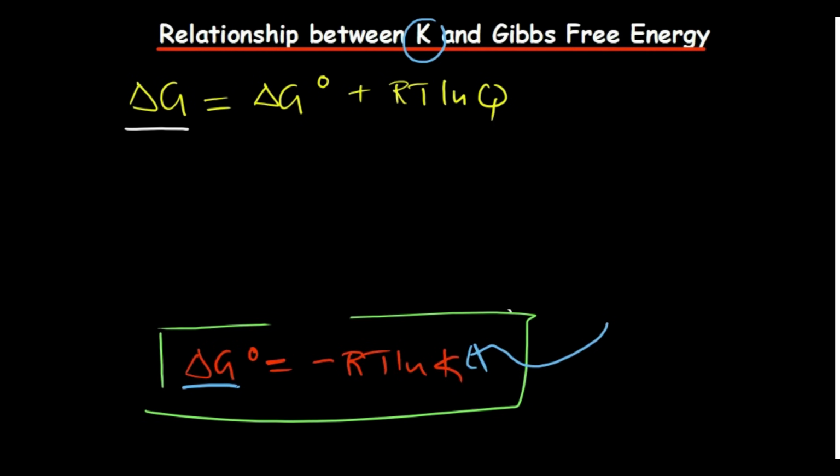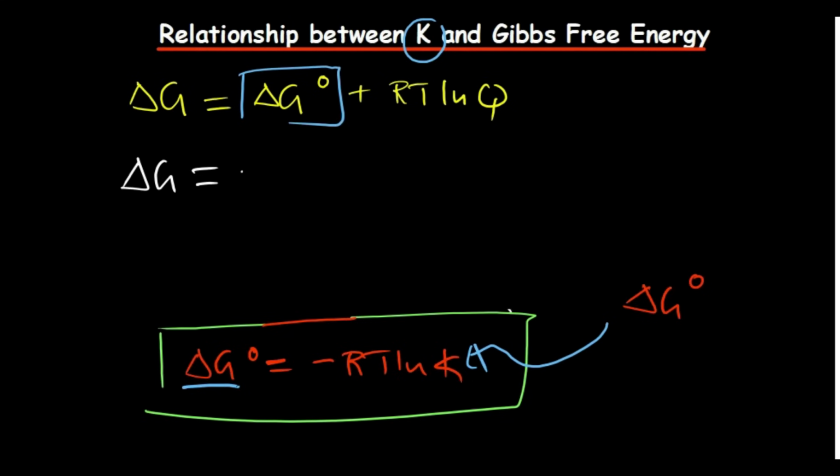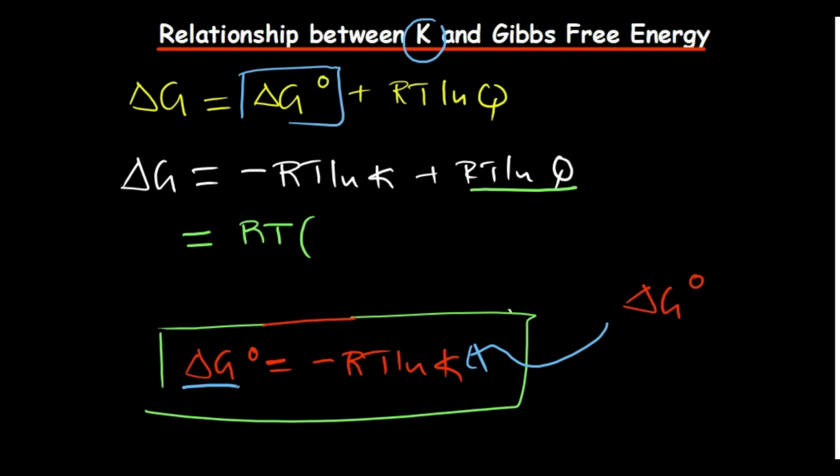Taking this to be our standard Gibbs free energy, we can substitute it in the original equation that we came up with, which comes from thermodynamics. So you notice the equation will become very similar. This is going to be negative RT natural log of K plus RT natural log of Q. So you can factorize a common part, RT. If we remove RT there, we remain with natural log of Q minus natural log of K.